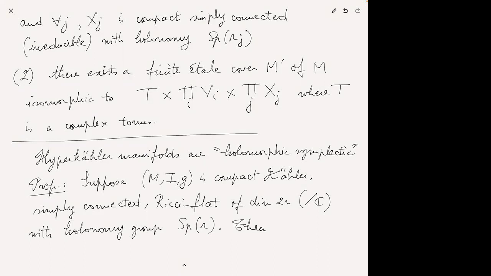Okay. So suppose that we have these things, then we have the following conclusions. Number one, there exists a holomorphic two-form phi on M, which is non-degenerate everywhere.